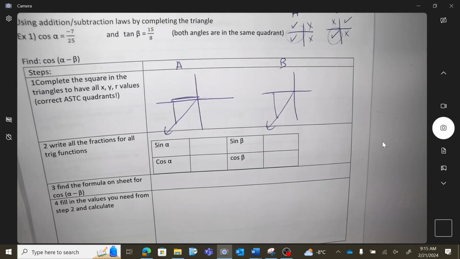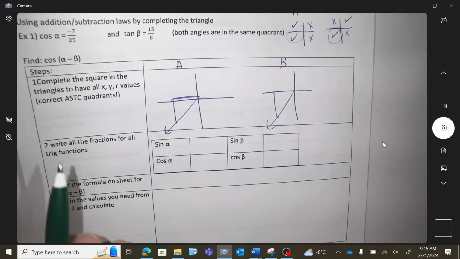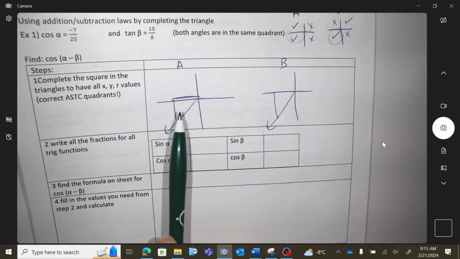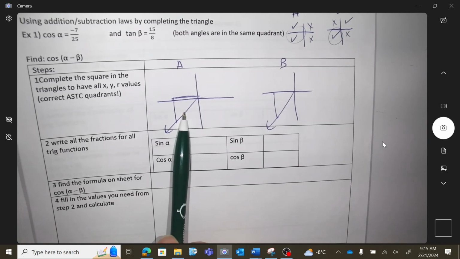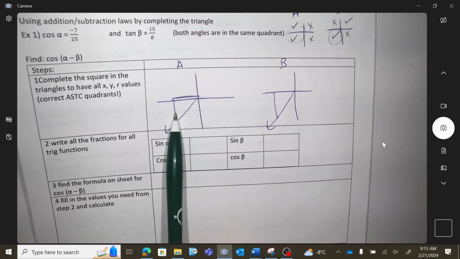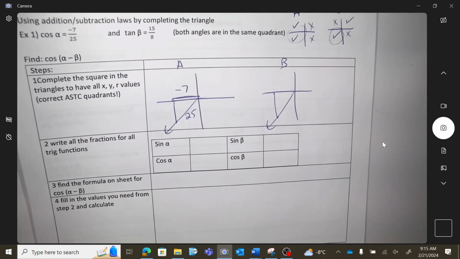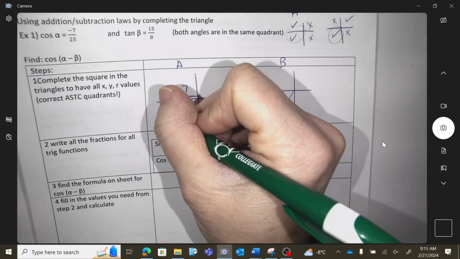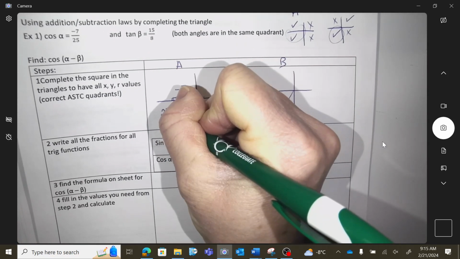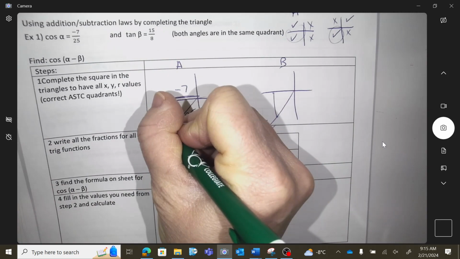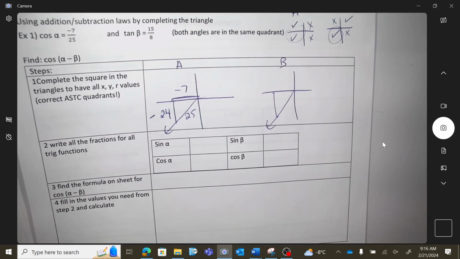Okay, angle A. Which side are you putting the -7 on? Cos. I need a -7. I need a 25 on that triangle. XYR stuff. Where are you putting the -7? And the 25. That one works out nicely to be 24. Positive or negative? Down.